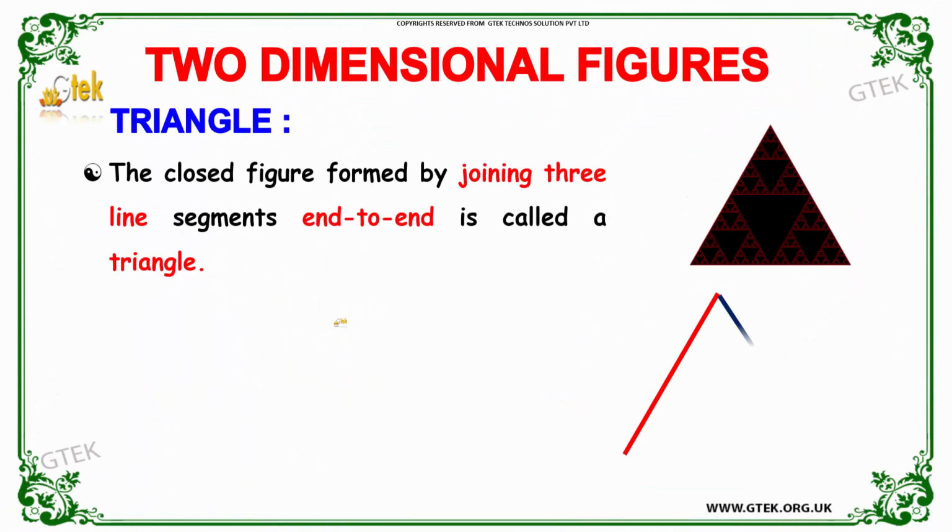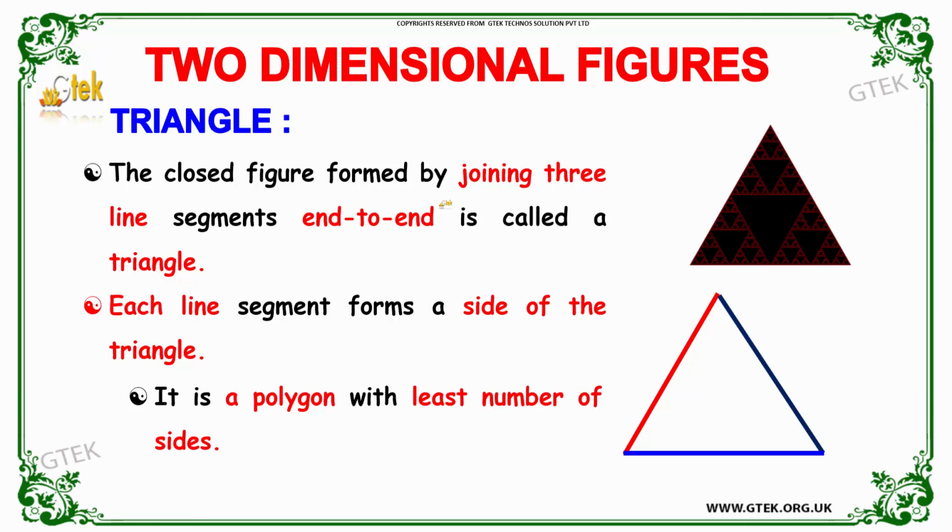Let us first discuss about triangle. Triangle is a closed figure which is formed by joining three line segments end to end. Each line segment forms a side of a triangle. It is a polygon with the least number of sides. So triangle has just three sides. Hence it is a polygon with the least number of sides. So, this is all about the two-dimensional figure triangle.